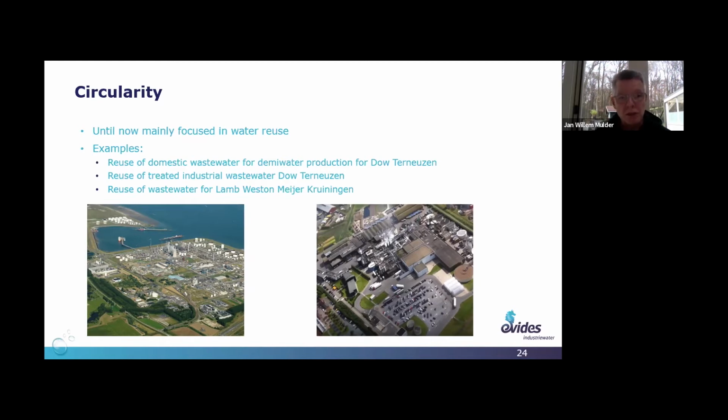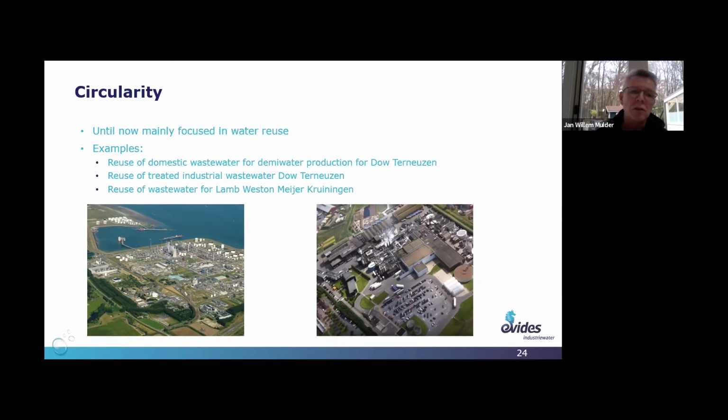A more recent example is wastewater of Lamb Weston Meijer in Kruiningen, also in the Zeeland area. Lamb Weston Meijer also has the ambition to reduce their water footprint. And starting with their own wastewater treatment plants, we constructed a reuse plant for them. It has been operational now for one year, and we reuse their own wastewater for their processes.